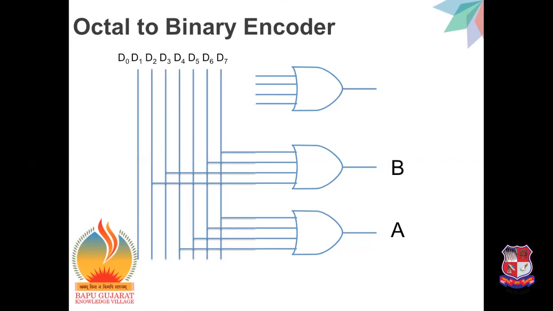And last but not least, the C output is based on the input combinations D1, D3, D5 and D7, which gives the output C. This is the logic diagram for the octal to binary encoder.